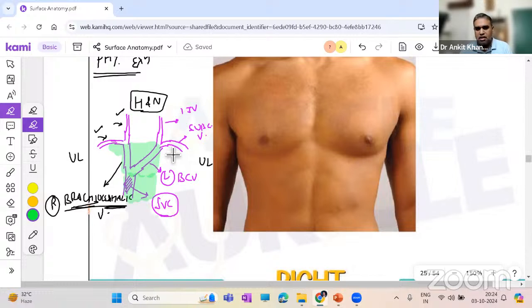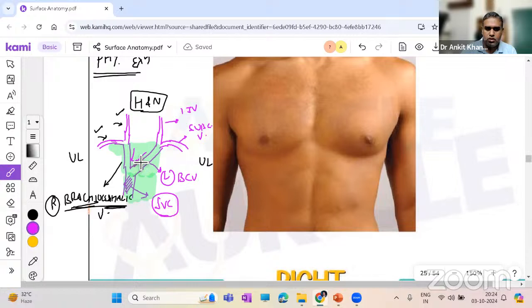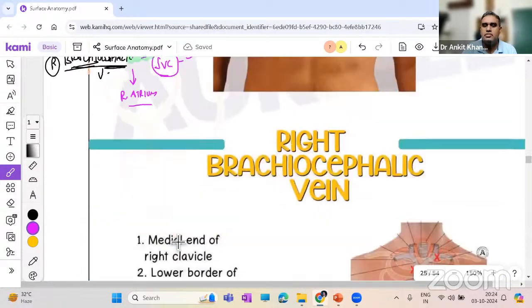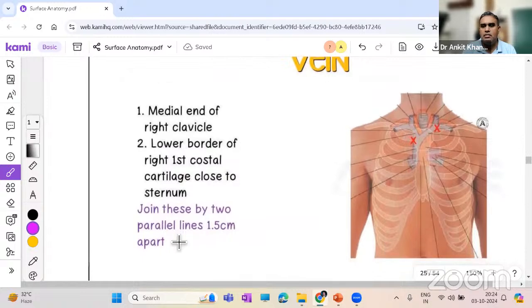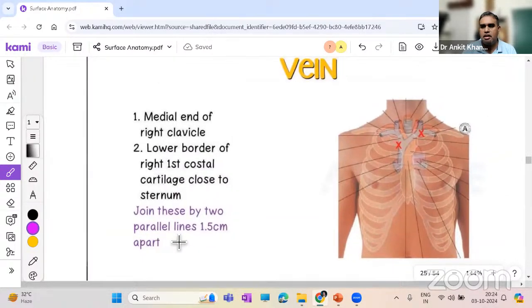And both the brachiocephalic veins join and mix onto the right side to form the superior vena cava, which goes into the right atrium of the heart, that we should know. This is the basic anatomy. Now let's understand the surface anatomy of it. Surface anatomy should be a bit easy if you understood the basic idea of it.